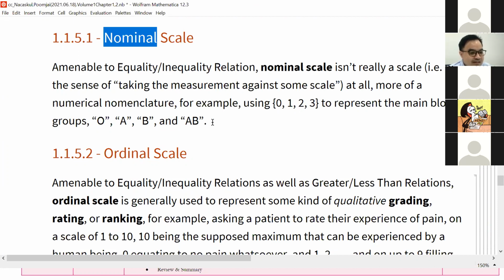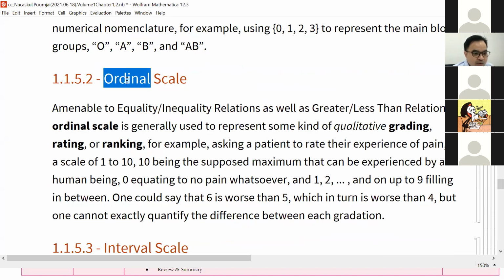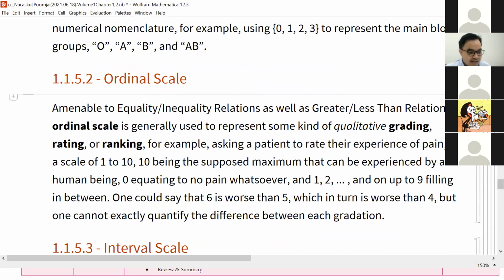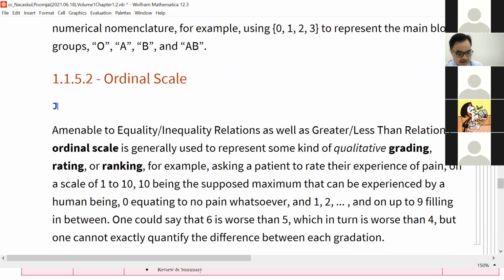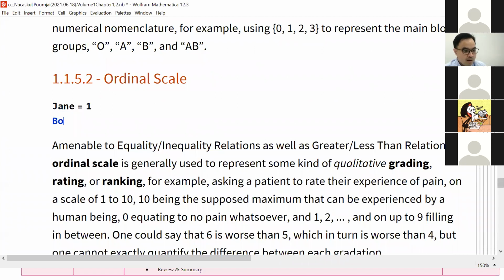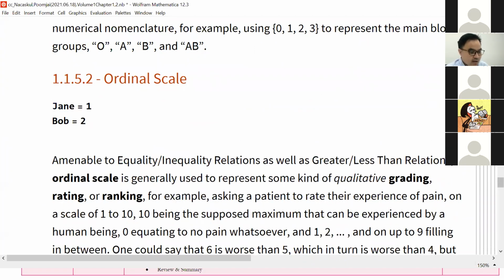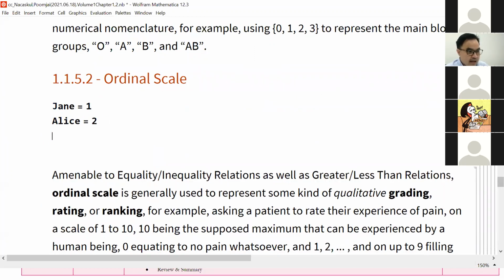It doesn't mean that Jane is less than Bob or Jane is half as big as Bob, or half as tall, or half as smart. Okay, it's just a numerical assignment of name. The other one is called ordinal scale. Now, in this case, Jane is equal to 1, and Bob is equal to 2, and okay, let's make this Alice. And then Agatha is equal to 3.